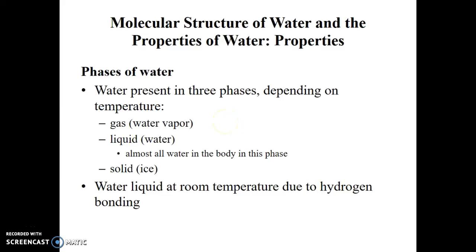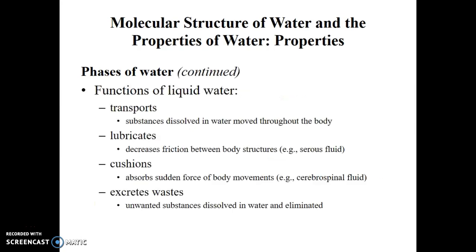So let's look at water. Water is found in all three phases of matter. So it's found as water vapor, as liquid water, and as ice. And water at room temperature and at body temperature is liquid, and that's due to the hydrogen bonding, which is so important. And this makes water really important to all living things.